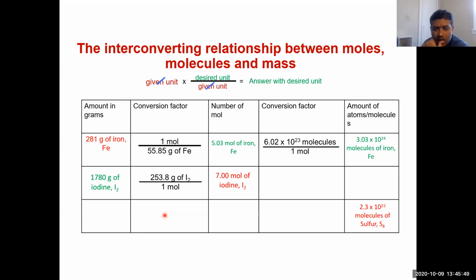All right. Now let's fill up this column. So 7 moles of iodine. How many iodine molecules are present in 7 moles? What is going to be your conversion factor? Oh, it's going to be the same as the last one. It's going to be just 6.02 times 10 to the 23rd over 1 mole. Sounds about right. And how many molecules of iodine are we going to get?